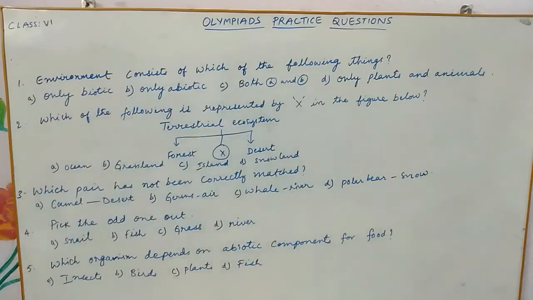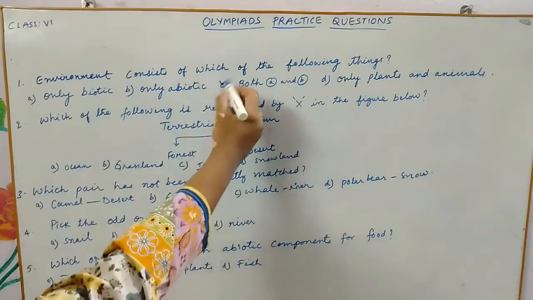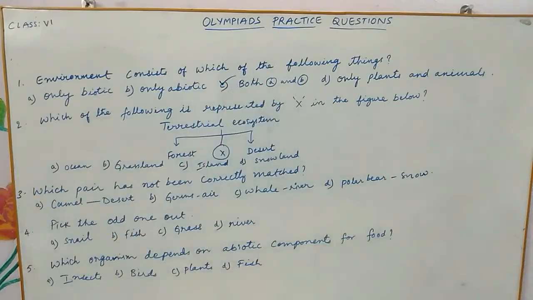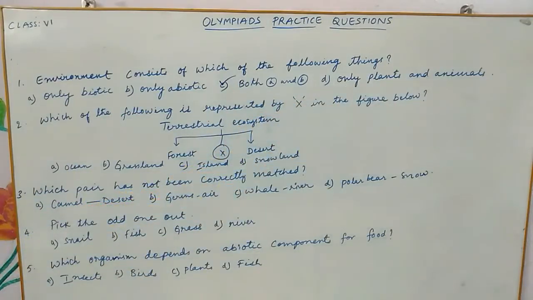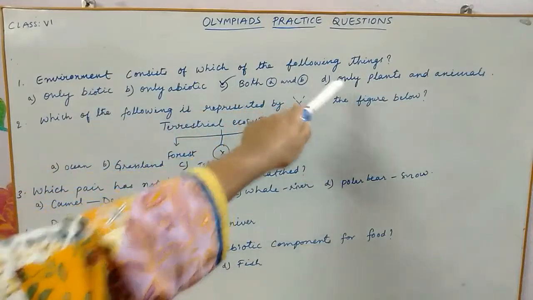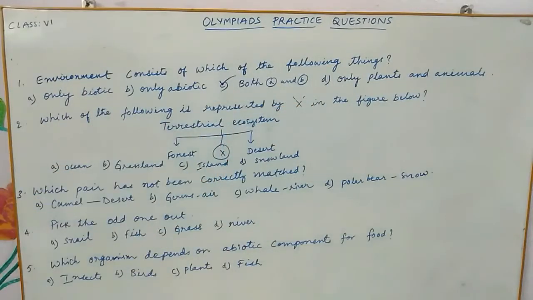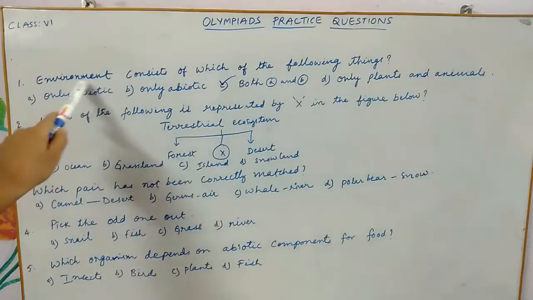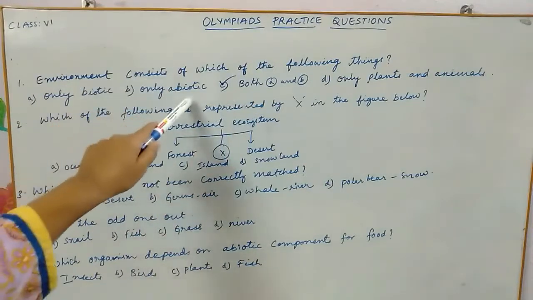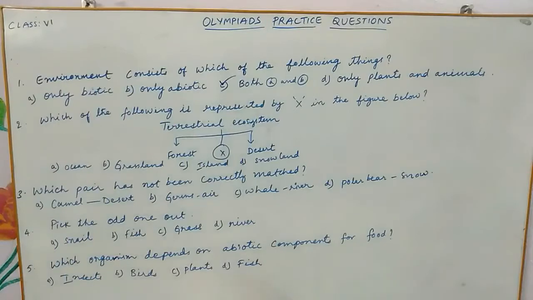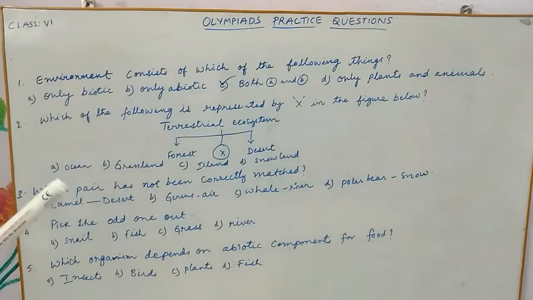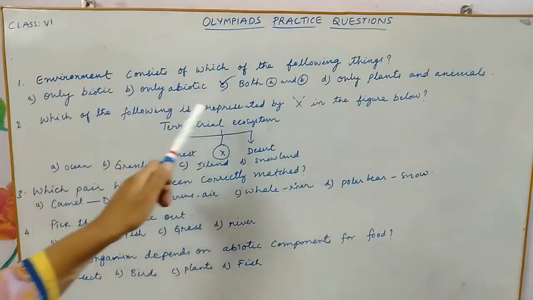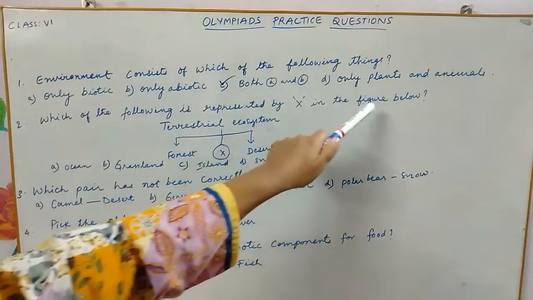So what should be the option, children, here? The option should be C, both A and B. So see here, D option, only plants and animals. Plants and animals, they form the biotic components of the environment. So just to confuse you, he has given you like that. It contains both biotic, that means living, and abiotic, that means non-living things also. So C should be the right option.